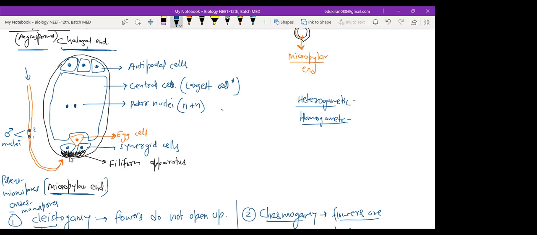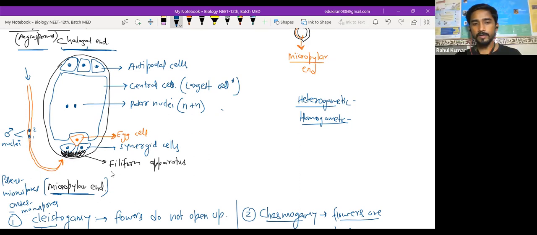Now the first thing that this pollen tube encounters is the filiform apparatus. It is not a cell. It is just some tissue which guides the pollen towards the egg cell. So towards the micropylar end, there are three cells: two synergid cells, and behind the two synergid cells, like bodyguards, is one egg cell. Now the egg cell is haploid, but the synergid cells are diploid.